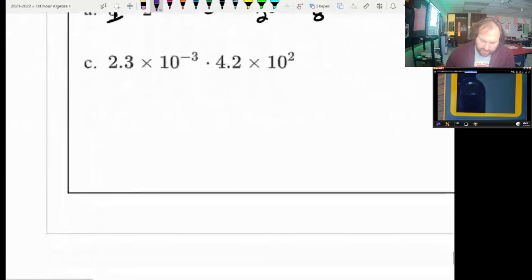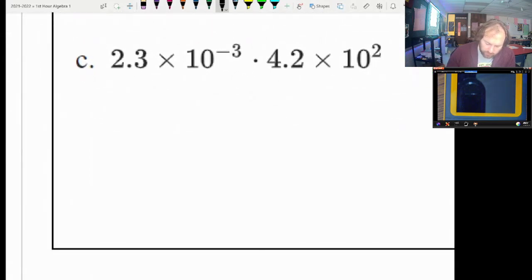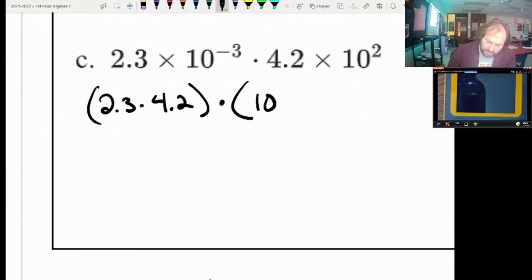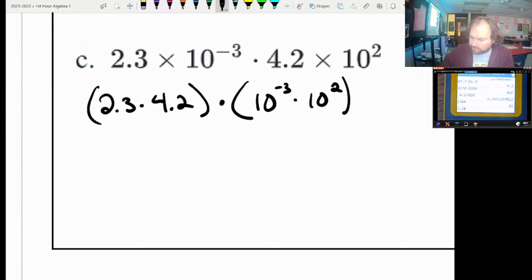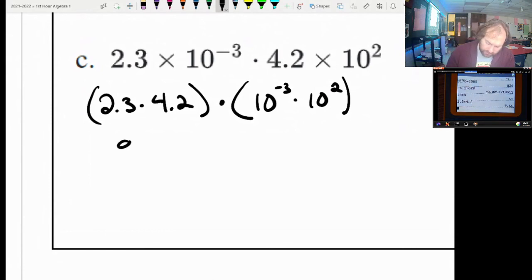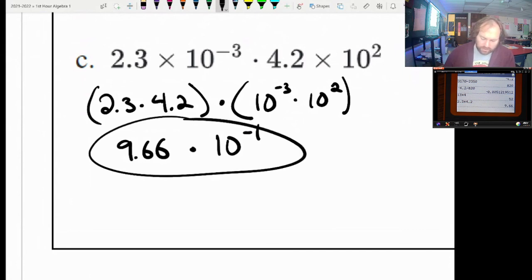Question C, you got scientific notation. Honestly, what you should do is rearrange the parts. Put the number parts together over here, and then put the 10 to the negative third times 10 to the second power over here. I don't know what 2.3 times 4.2 is. My calculator can tell me that it's 9.66. But as far as the tens go, negative 3 plus 2, it would be 10 to the negative first power. Now, I like this answer, although I know that some people will disagree with it, but that's the answer that I'm going to leave there.